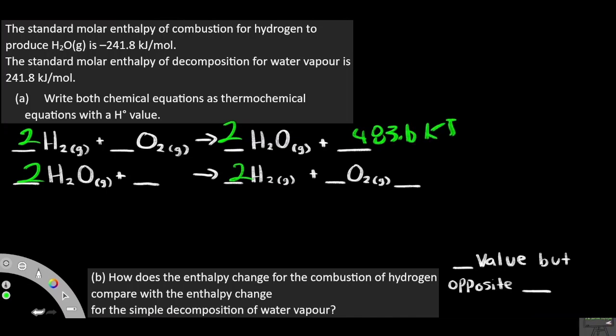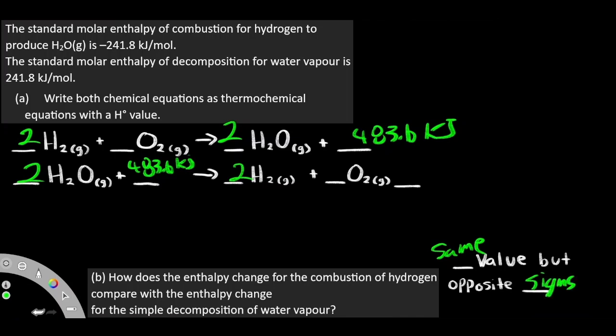It will be the same thing over here for the decomposition of water. It's endothermic, so it's going to be on this side too. So it's going to be 483.6 kilojoules. And then how does the enthalpy change for the combustion of hydrogen compare with the enthalpy change for the decomposition of water vapor? As you can see, negative 241 versus positive 241, they are the same value, but they are of the opposite signs.